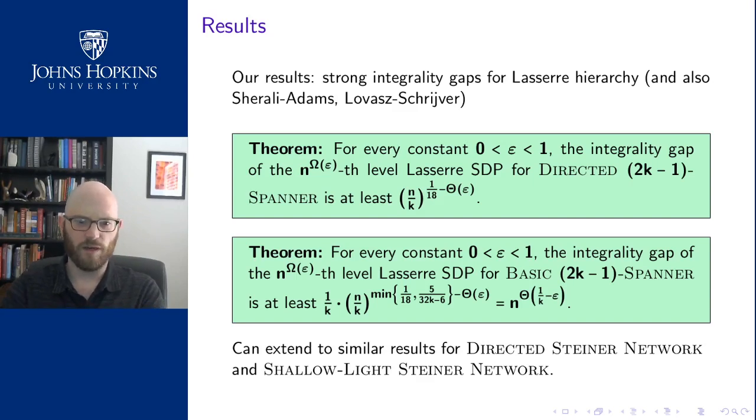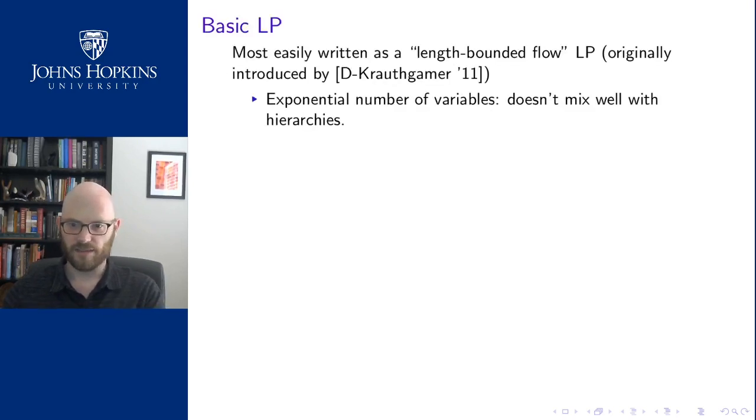I'll mention that we showed you can extend these to directed Steiner network and shallow-light Steiner network. This isn't just about spanners, but somehow spanners are the more interesting problem here, I think. Okay, so I'm going to very quickly go through our techniques and how we prove this gap. This is a super technical thing, so I'm only going to give a super high-level view. I'd encourage you to read the paper or email me if you're interested.